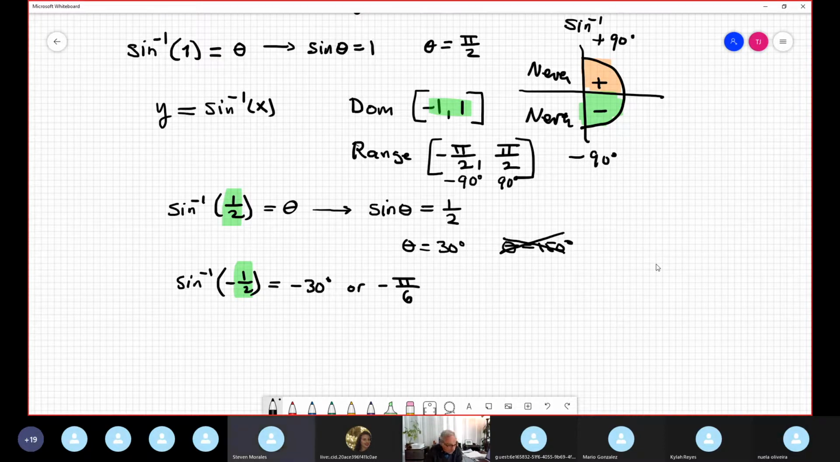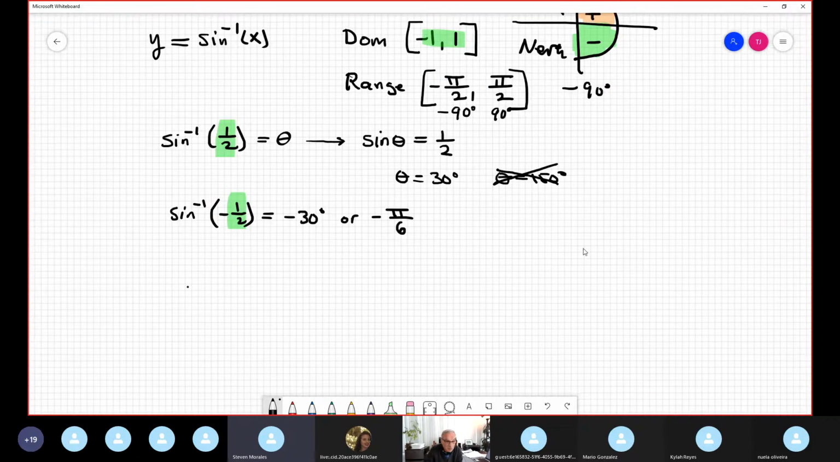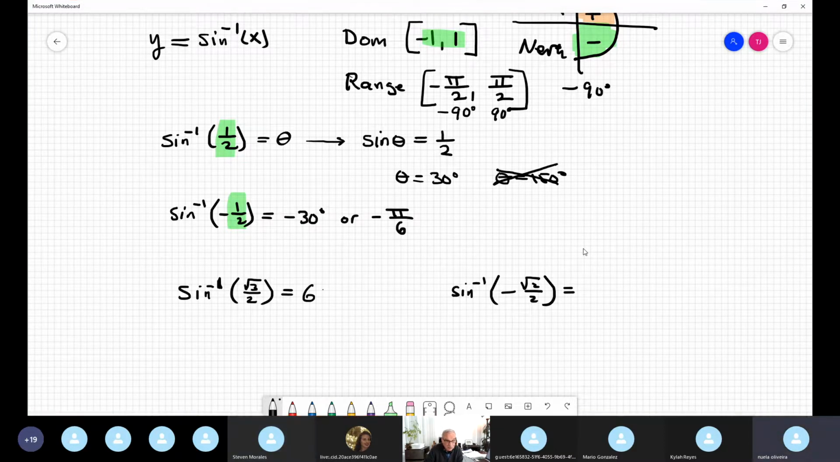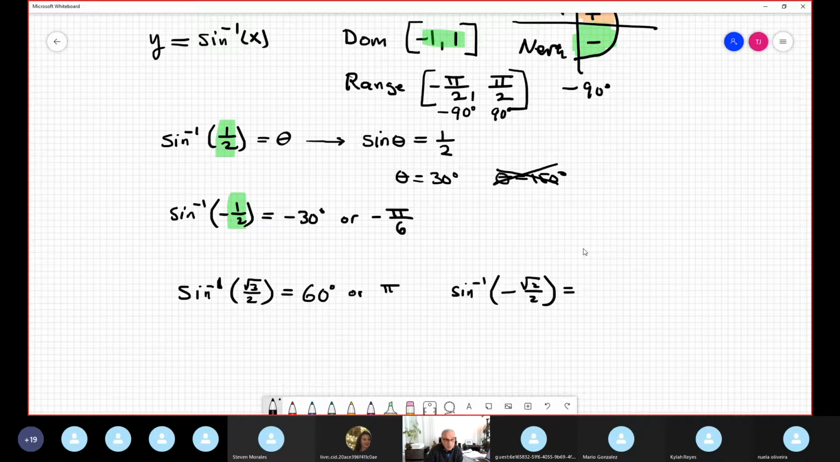Okay? Another example. Suppose, well, sine inverse of radical 3/2 and sine inverse of negative radical 2/2. Well, do you remember what angle has a sine of radical 3/2 or not? Send me the answer by the chat. What did you say? 60 degrees. 60 degrees or pi/3. Super.